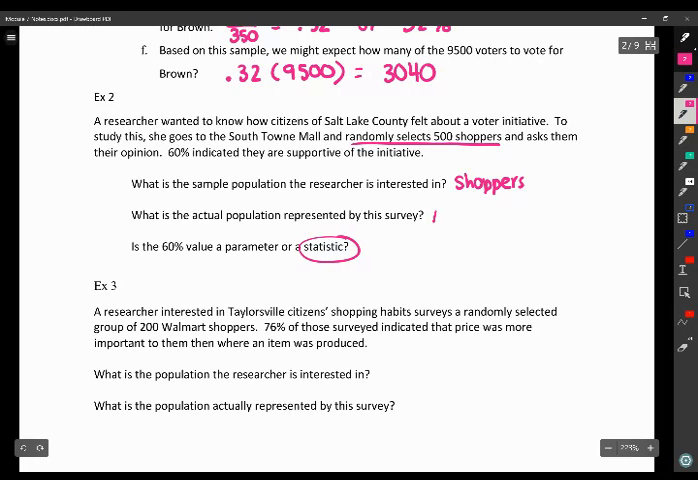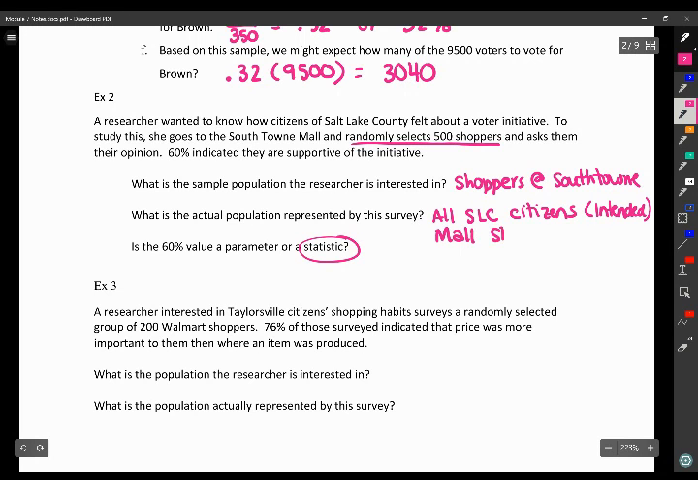I should say Southtown. Where this one would just be all Salt Lake City citizens that are intending to vote. So that's the population represented by this survey. Or you could actually say this is who it's intending to represent. But really, who it is representing is the mall shoppers.